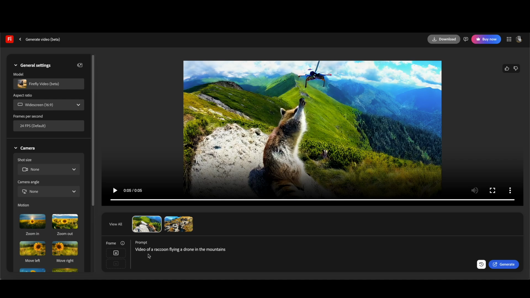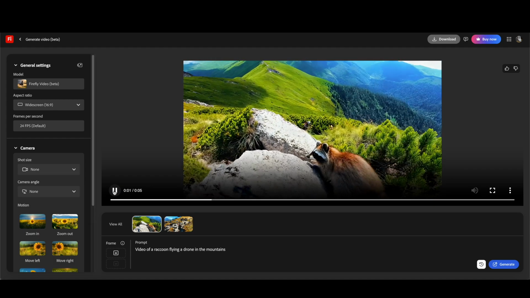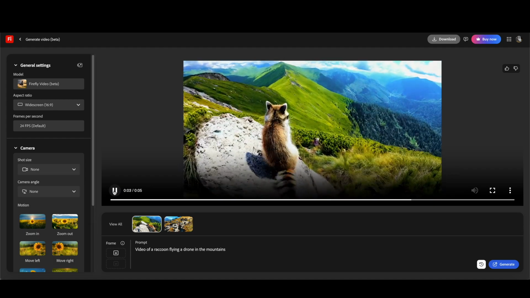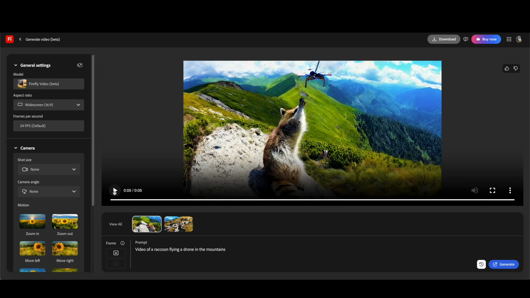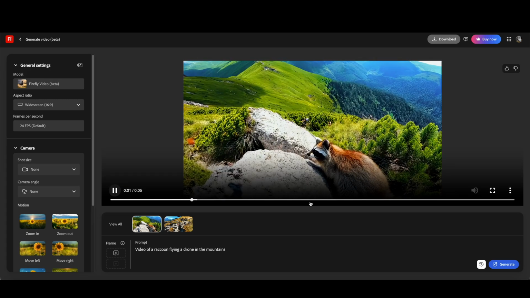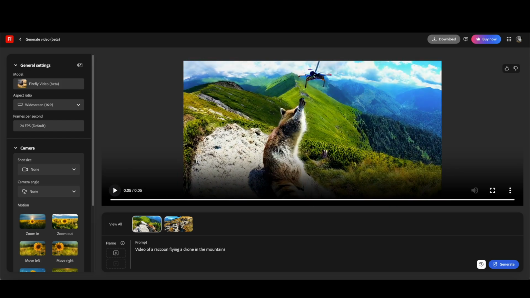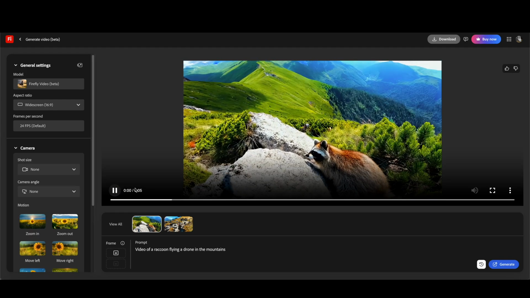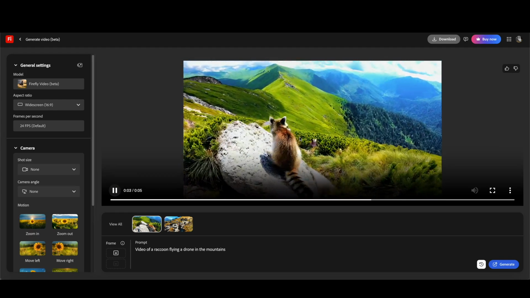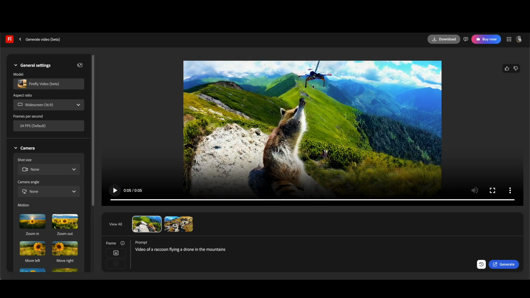My prompt was video of a raccoon flying a drone in the mountains. I'm going to go ahead and hit play here and show you what it achieved. So this is what it produced. And you can see, and we'll watch it again, there is a raccoon in the mountains. It got the environment and the animal correct. But essentially what it looks like it did, a raccoon's hopping around on the rocks, and then it looks like he throws what could be considered a drone up into the sky.